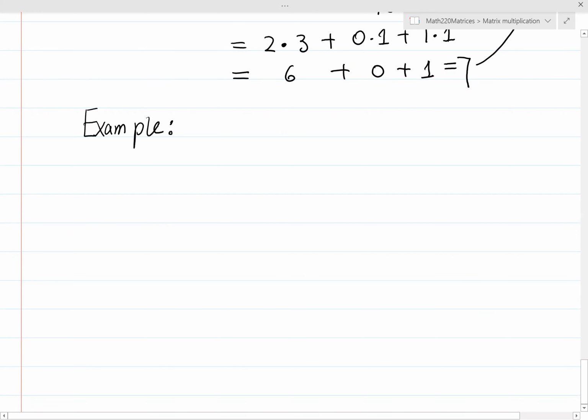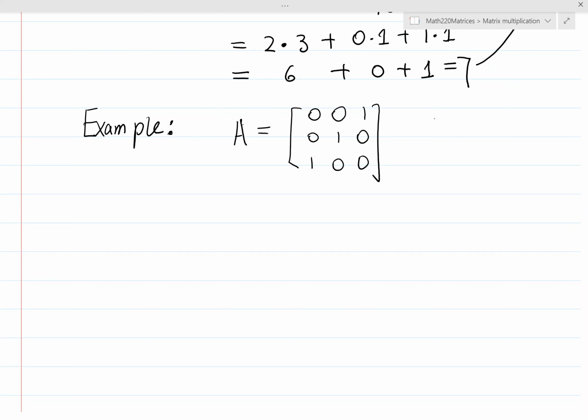Example. Consider this matrix A, which is 0 0 1, 0 1 0, 1 0 0. Okay, let's see what this matrix A does. So we multiply it by a vector, let's use the vector v, which is x, y, z.